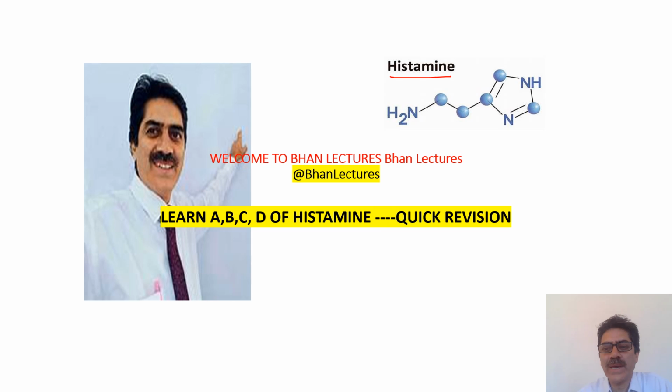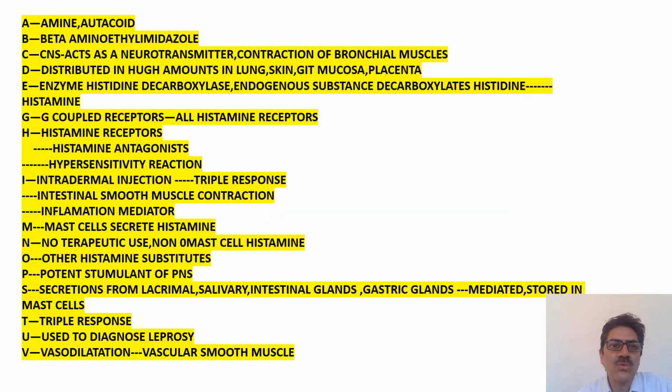Let us know the ABCD of histamine so that you can have a very quick revision about histamine. So moving to the next slide. What is histamine? Let us start with alphabet A. It is an amine, it's an autacoid.